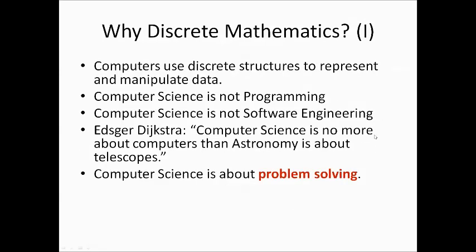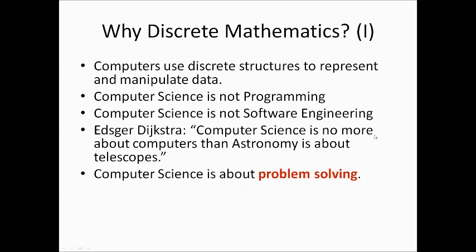Now, why do we need to study discrete mathematics? As we all know, we are using discrete structures to represent and manipulate data. Computer science is not all about programming. It is not all about software engineering. According to Edsger Dijkstra, computer science is no more about computers than astronomy is about telescopes. That is his saying. Computer science is more about problem solving.